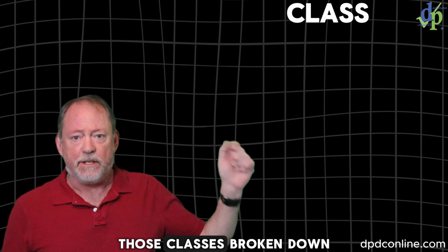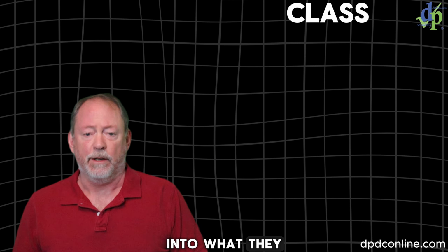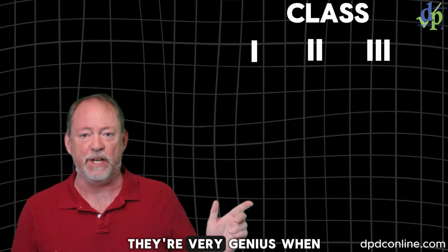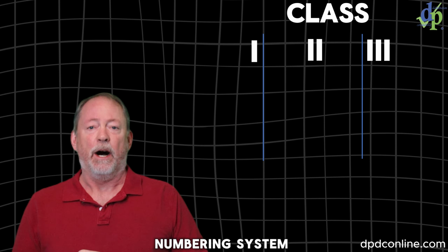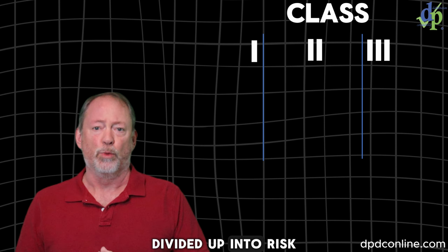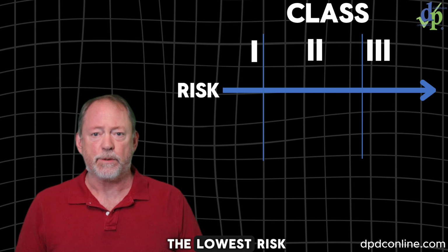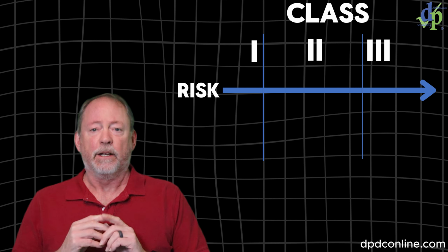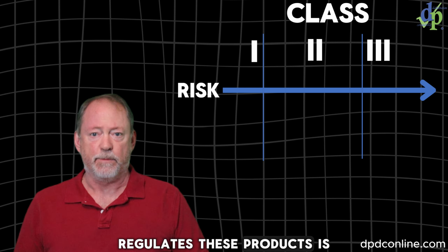So we're talking about the medical device classes. Those classes are broken down into what they very famously say class 1, class 2, and class 3. They're very genius when they came up with the numbering system. Okay, so that being the case, they're all divided up into risk. So class 1 is the lowest risk, class 3 is the highest risk. And the way that the FDA regulates these products is by risk.